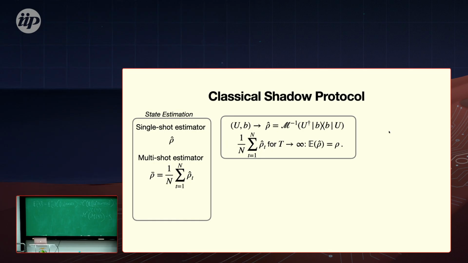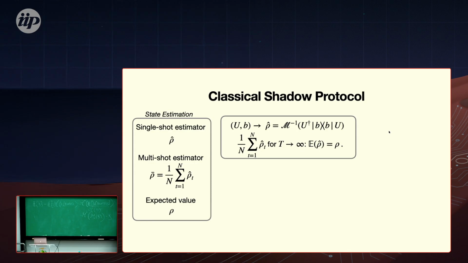So if we now sum over this, then we have a multi-shot estimator, which we always denote with the bar over it. And then in expectation, so when we do this a lot of times, to infinity, we should get our rho. This is the expected value. And again, I told you we should not do that with tomography. So what should we do with it?